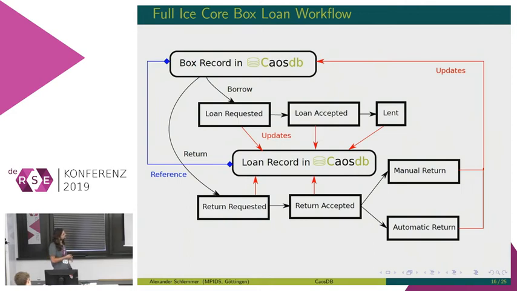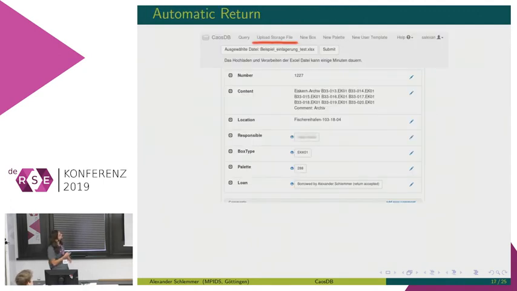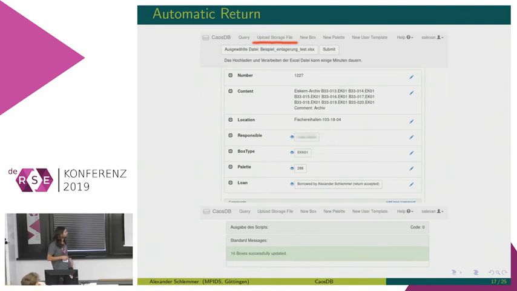So we decided to integrate an automatic return into CaosDB. We have just a small JavaScript extension for CaosDB, which allows you to upload an Excel sheet. So this is the Excel sheet provided by the company. If you press submit, this sheet will be uploaded, processed by CaosDB, and all the information that is necessary to keep track of the new location of boxes will be updated and stored in that loan property. So in the end, you get a result that 16 boxes have been updated successfully. And this really helps in managing the daily work with the loan workflow at this institute.